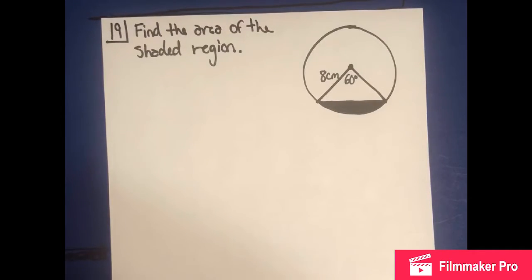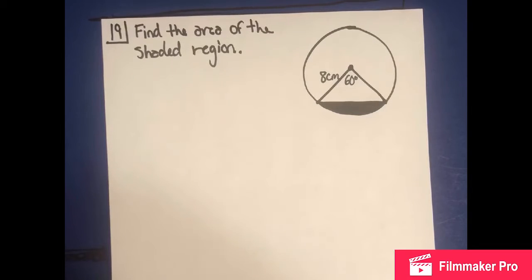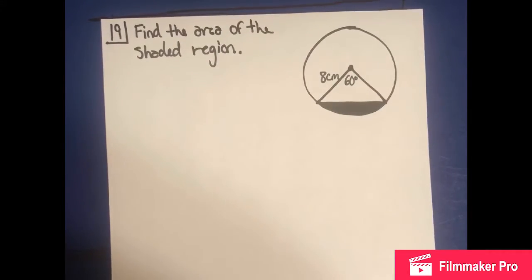So what we have here is number 19. It says find the area of the shaded region. I look, that's going to be a segment. So we're going to find the area of the segment. So I have 3 steps, starting with finding the sector area, so the full area there. That's going to be the easiest part of this.